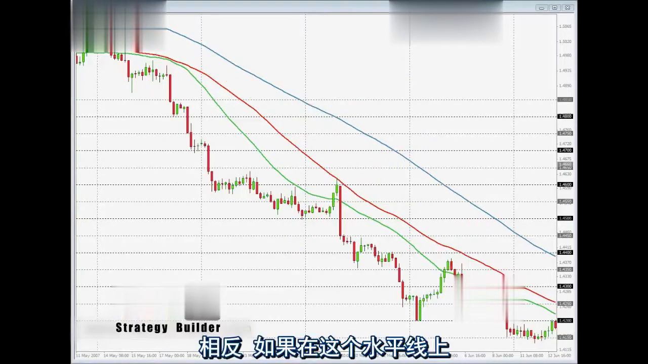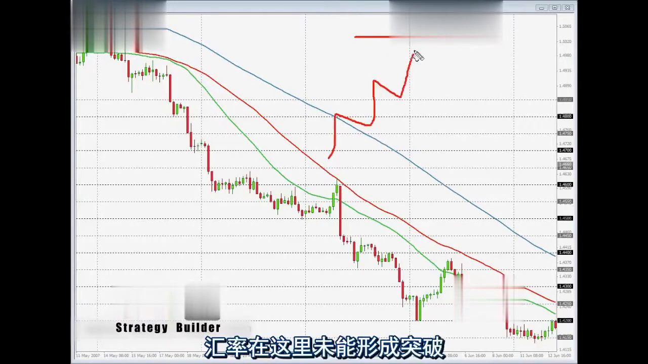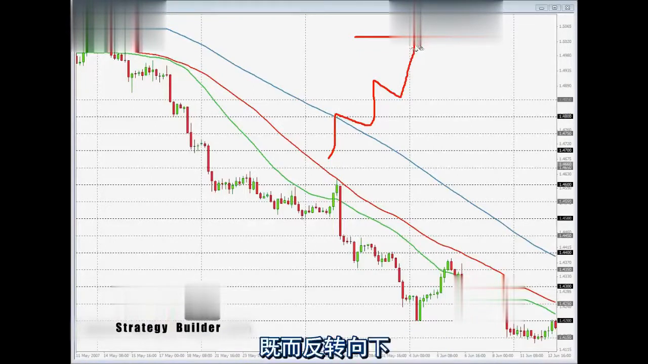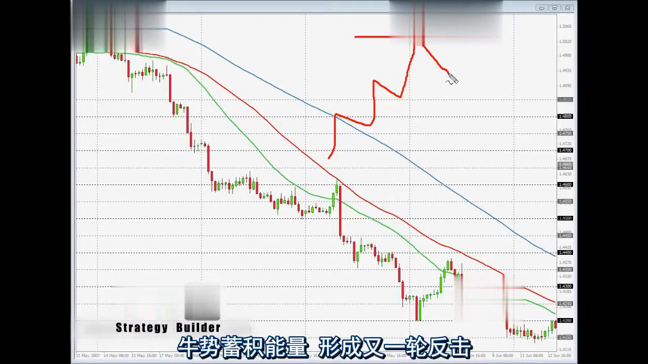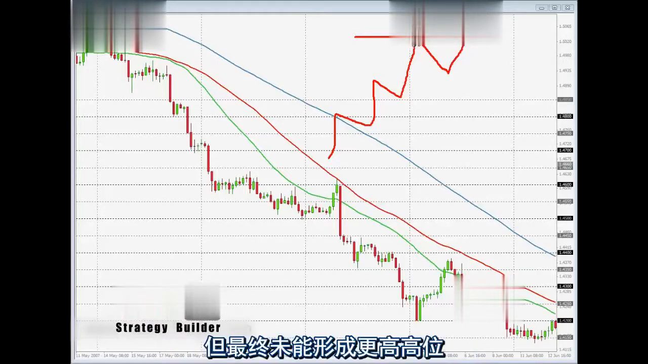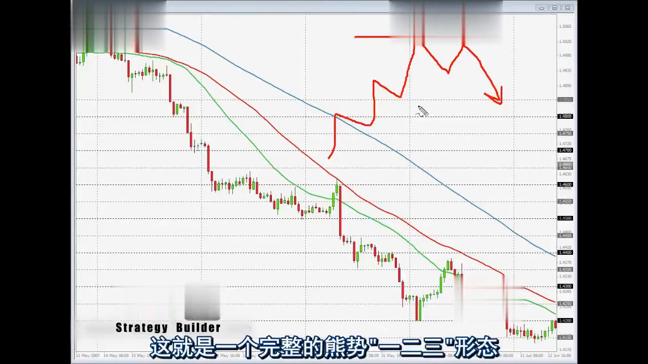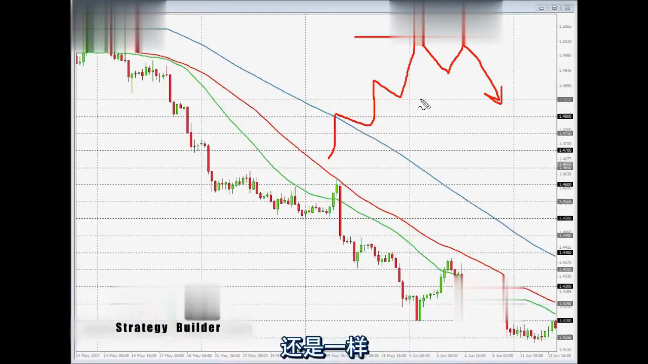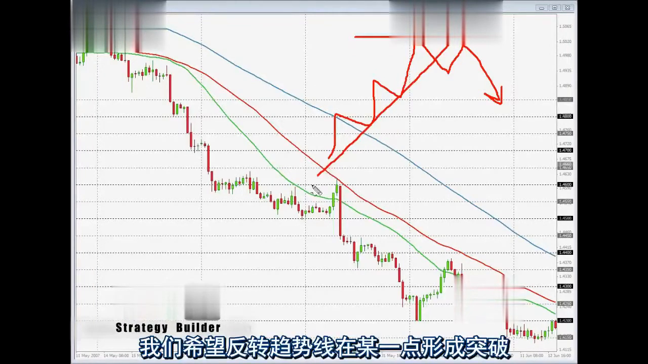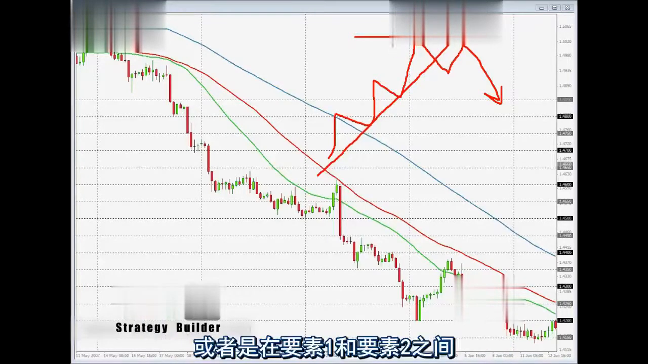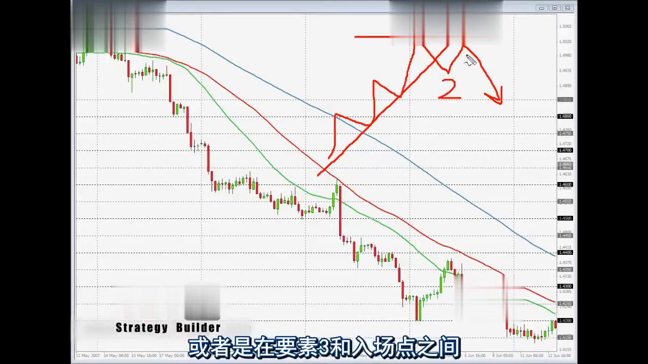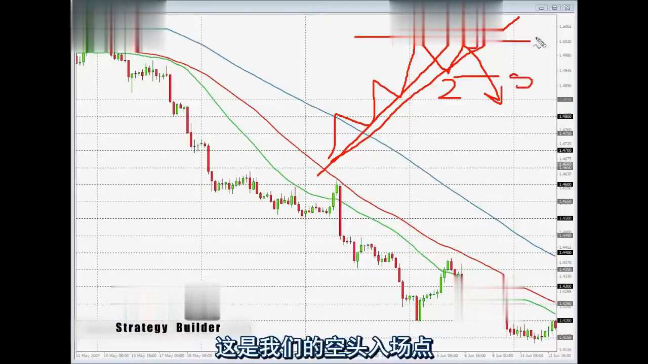If instead, this being our level to keep an eye on, price retraces back, slaps into it and respects it, we find resistance at that level and price thrusts down from it. The bulls still have a little bit of energy and momentum left to unleash another attack, but they fail to breach, or they even fail to take out the previous swing high, and from there they basically collapse. Well, that's a successful bearish 1, 2, 3 formation. As usual, we want a retracement trendline breakout at one point, either between the 1 and the 2 aspects, or between aspect number 3 and the actual entry. This being the short entry, this being our stop loss.